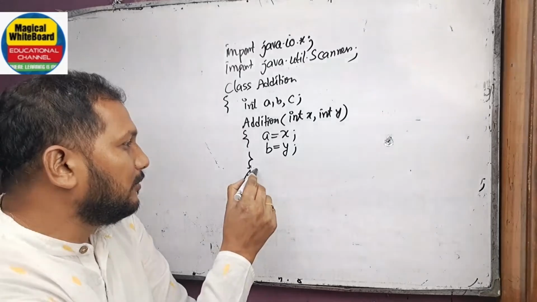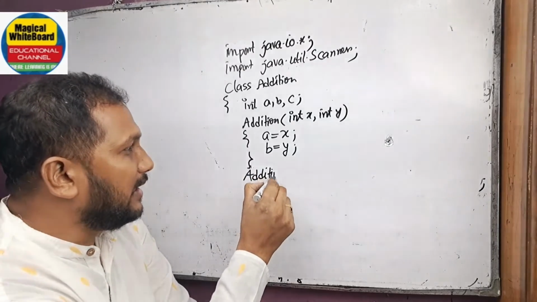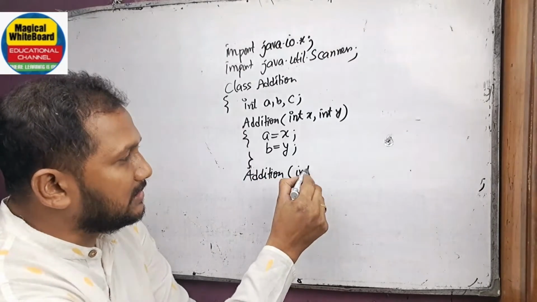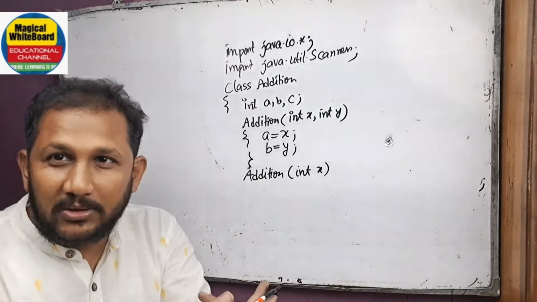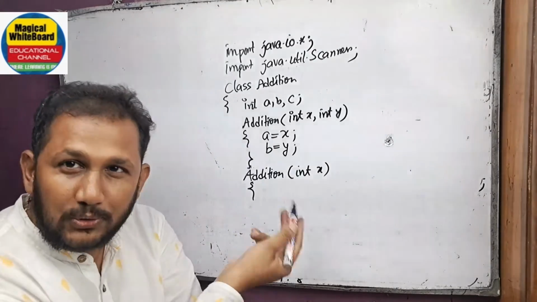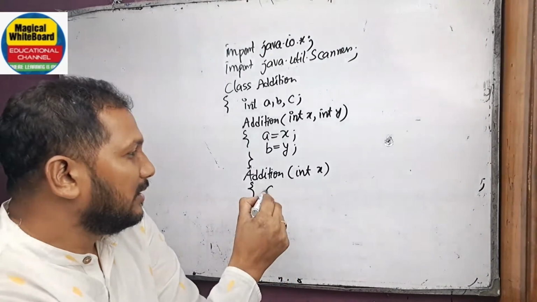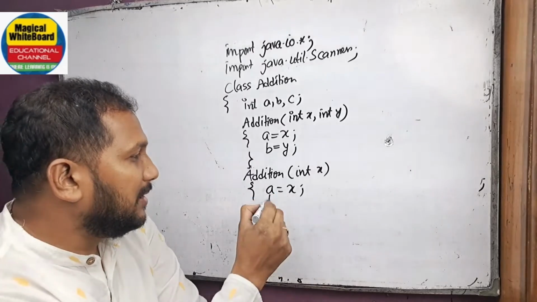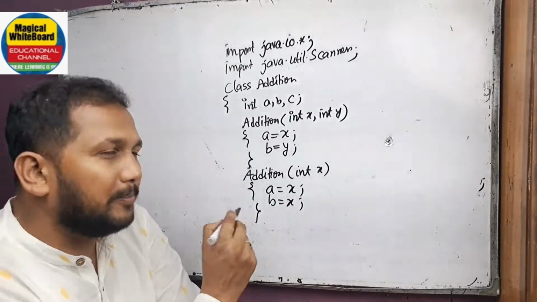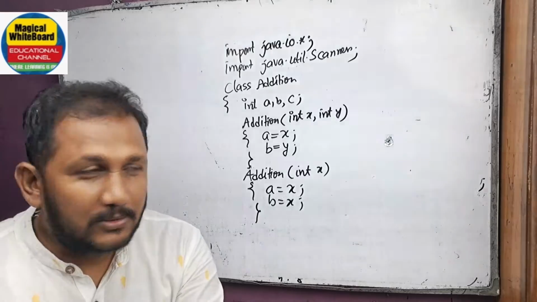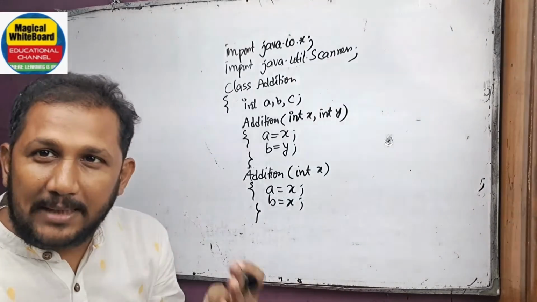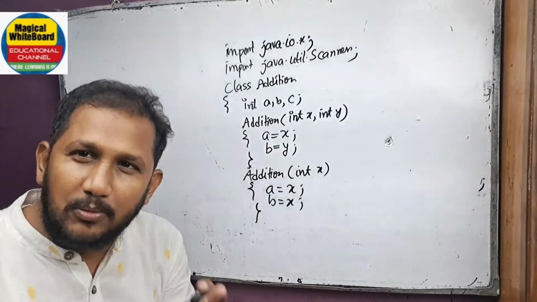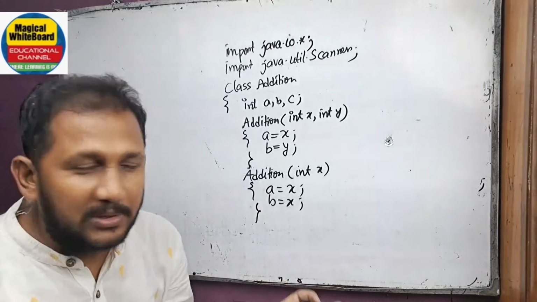Suppose we can write another constructor, Addition(int x). Now this is a one argument constructor. It is also said to be a parameterized constructor. a equal to x and b equal to x. x is copied to both a and b. So when a constructor can take parameters, it is said to be a parameterized constructor. It can be one argument, two arguments, or many arguments.